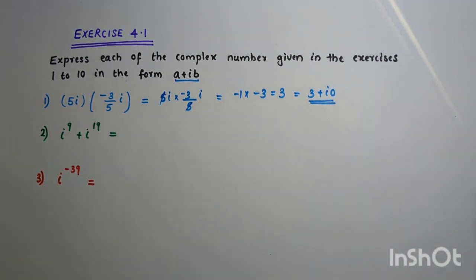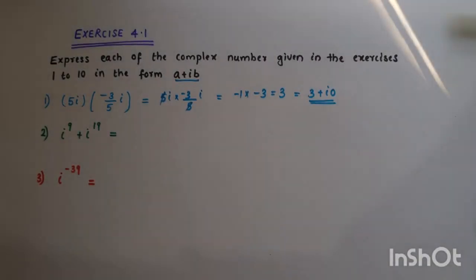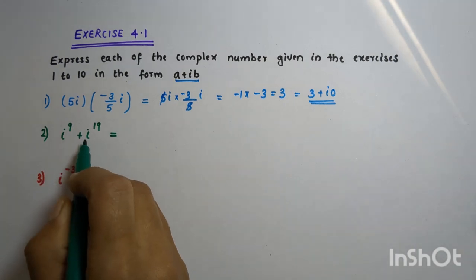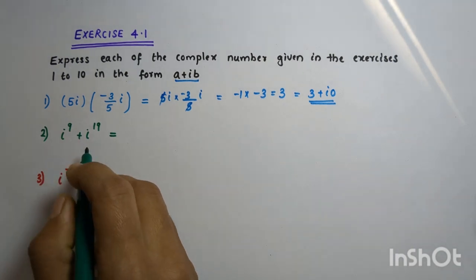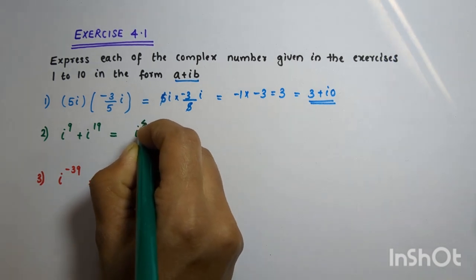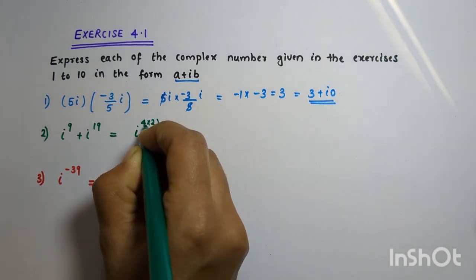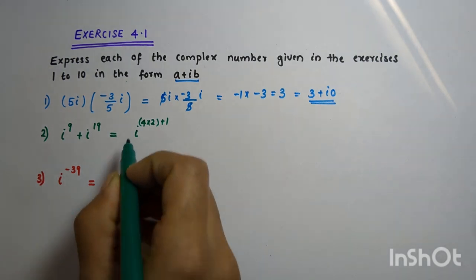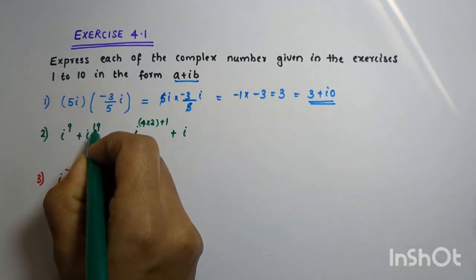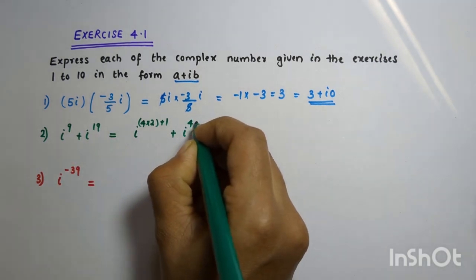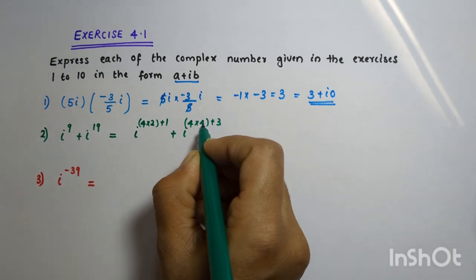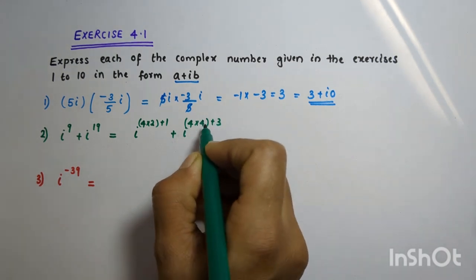Now the next question: i raised to 9 plus i raised to 19. This i raised to 9 can be written as i raised to 4 into 2 plus 1, because 4 into 2 is 8, 8 plus 1 is 9. Plus i raised to 19. 19 can be written as 4 into 4 plus 3, because 4 fours are 16, 16 plus 3 is 19.